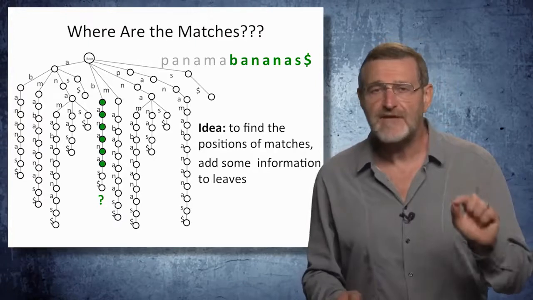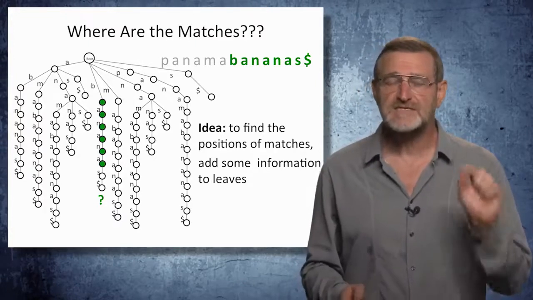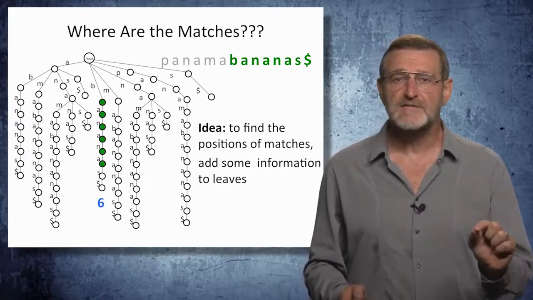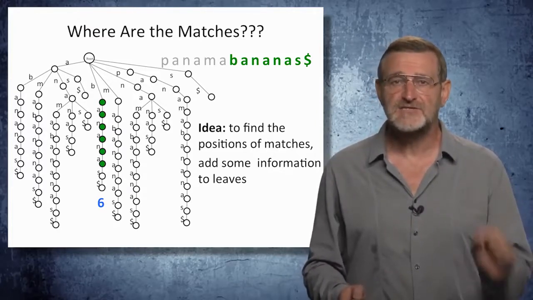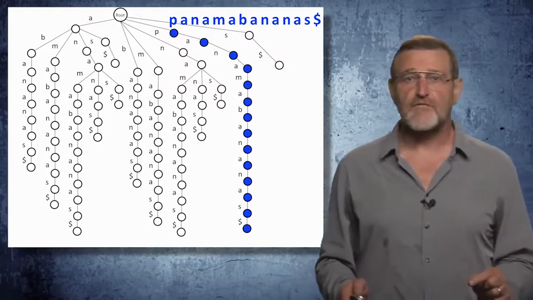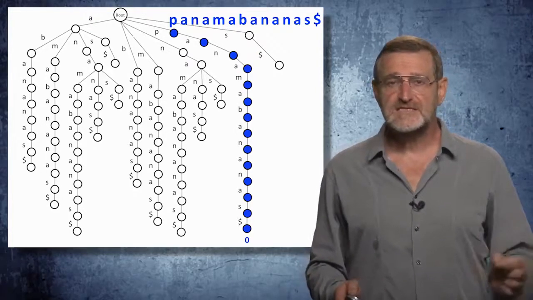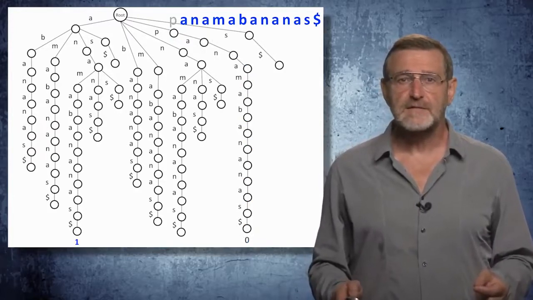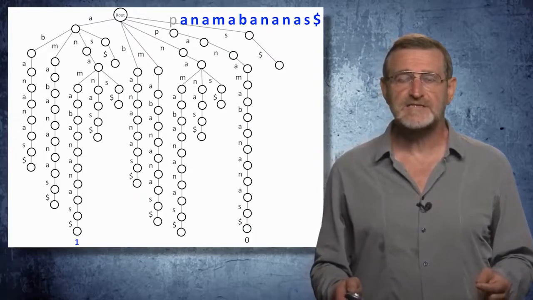Let's say for every leaf, let's add information about the starting position of the suffix that generated this leaf. For example, for bananas, we will add position 6 because bananas start at position 6 of the text. Let's see how it works. So for Panama bananas, we will be adding 0 because this suffix starts at position 0. Then we will be adding the corresponding position for each next suffix.